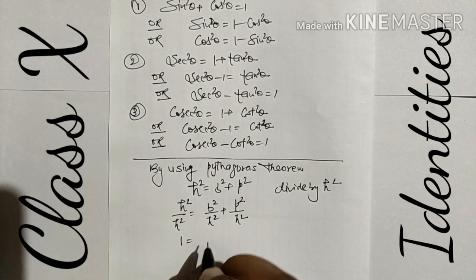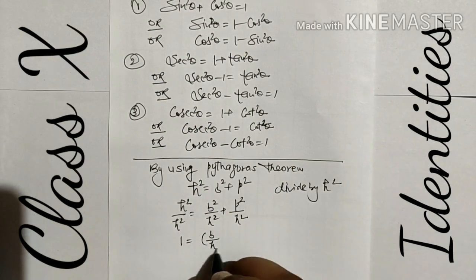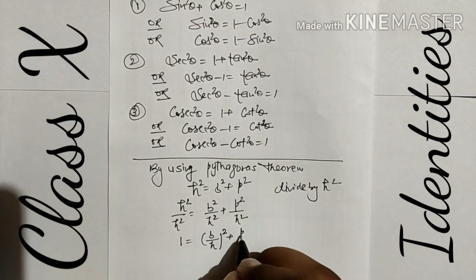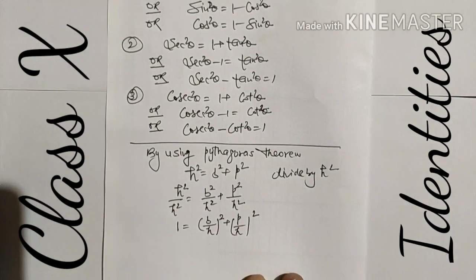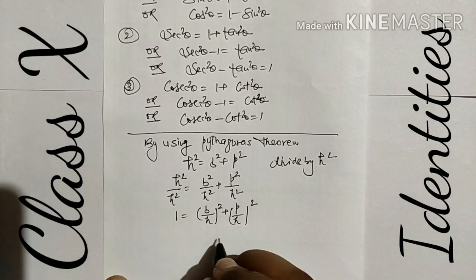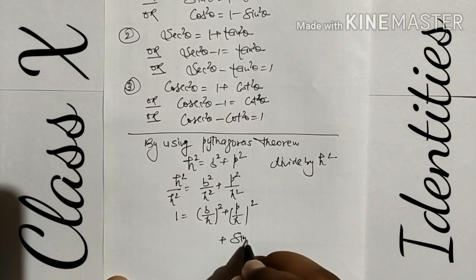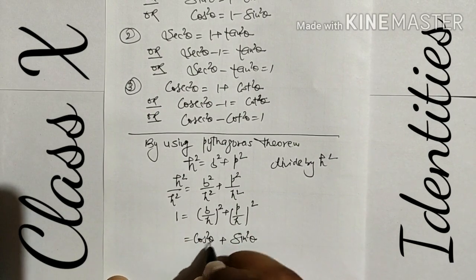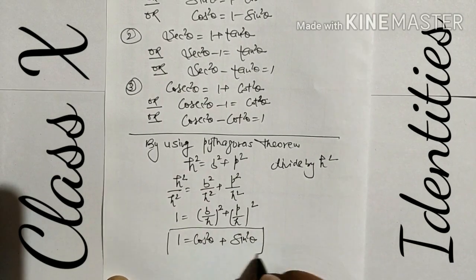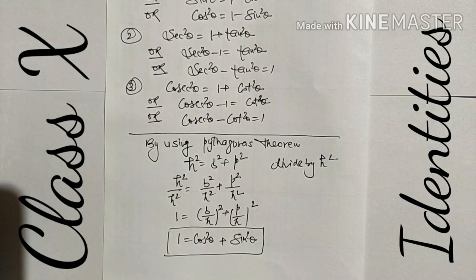Left hand side becomes 1. It becomes square of b with h. It becomes square of p with h. As we know, p by h is given by sin theta, so square gives sin square theta. b by h whole square becomes here cos square theta. So this proves our first identity.